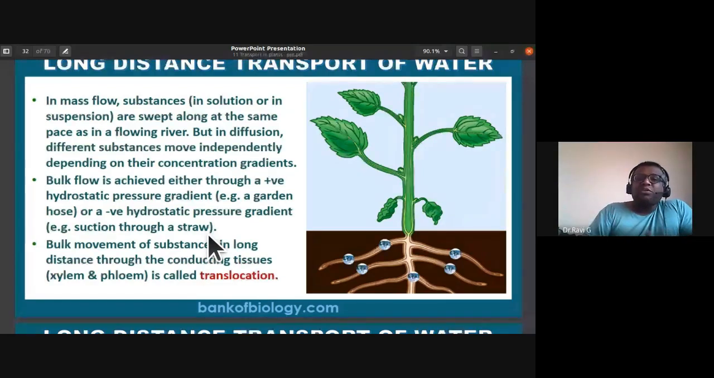See, the bulk flow of food, the translocation of organic solutes, is through a positive pressure gradient, but a negative hydrostatic pressure gradient you can see in the uptake of water. Transpiration creates that suction pressure, or negative hydrostatic pressure, which is responsible for the transport of water. They have not given those examples there, but I'm giving you this explanation here itself, which we'll be studying further.